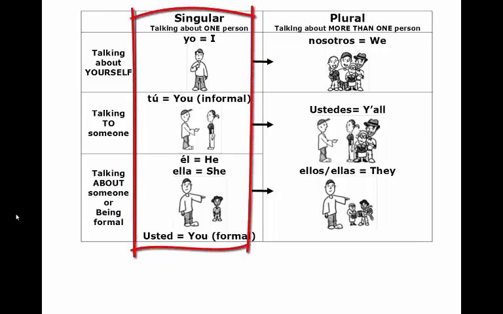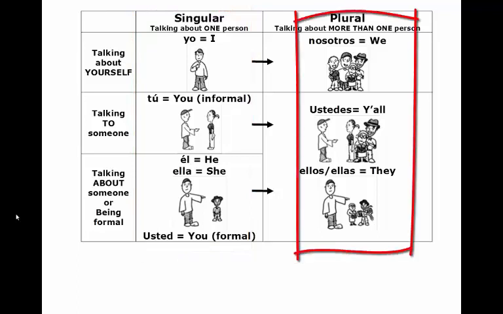about one person. So for example, if you're talking about yourself, you are one person. Or if you're talking to only one person, you'd be using the tú form. If you're talking about one person, you would either say he or she, which are the él and the ella forms. Or if you're talking to one person formally, that would be usted. But in all of those subject pronouns, you're still only talking to or about one person.